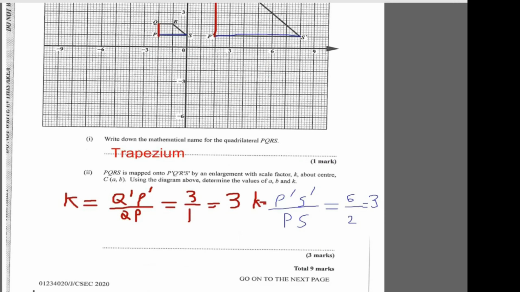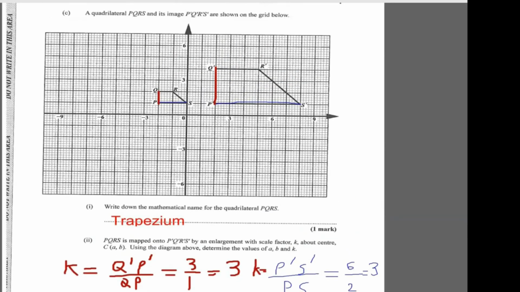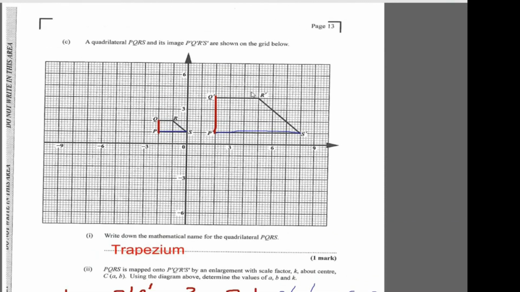Now the next part to do is find the center of enlargement. To find the center of enlargement, what we do is we draw a straight line, for example, a straight line that passes through R and R prime. They're going to connect. We're going to draw a straight line through R and R prime, a straight line through Q and Q prime, and a straight line through P and P prime. All of them are going to intersect at one point, all right?